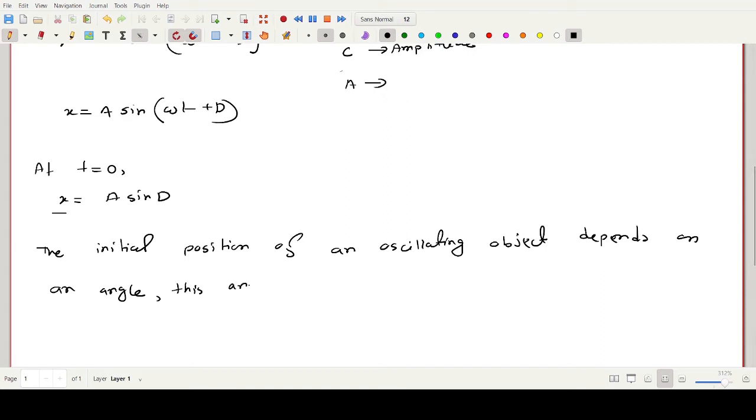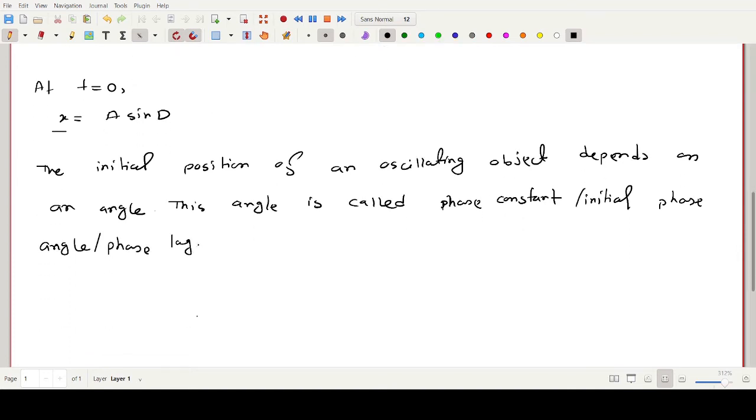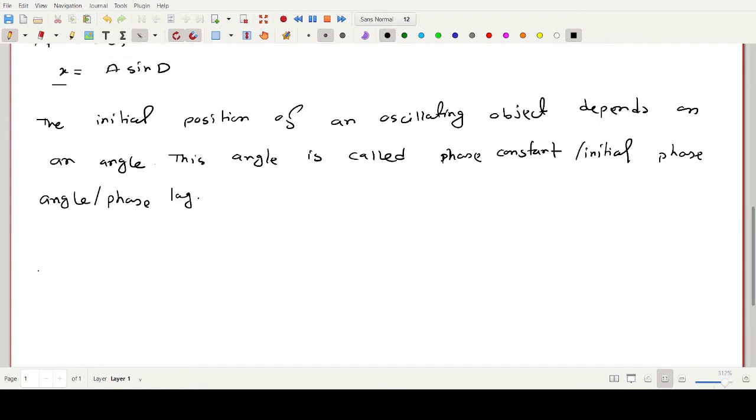This angle is called the phase constant or initial phase angle or phase lag.